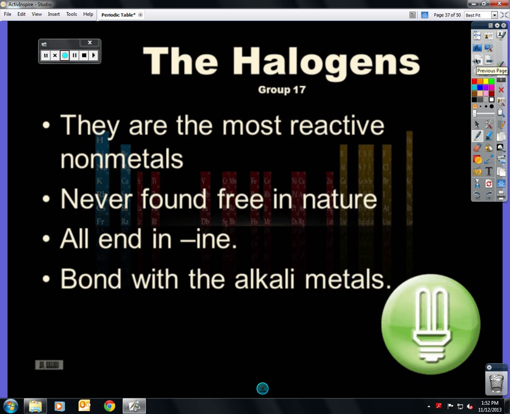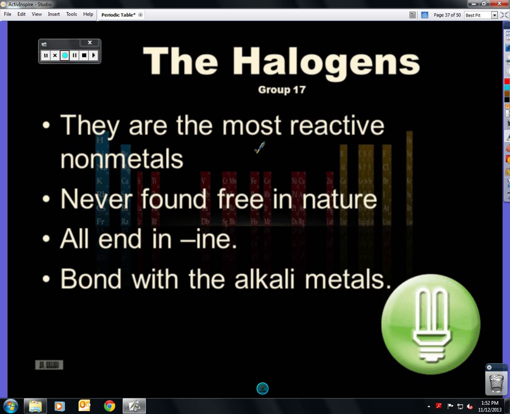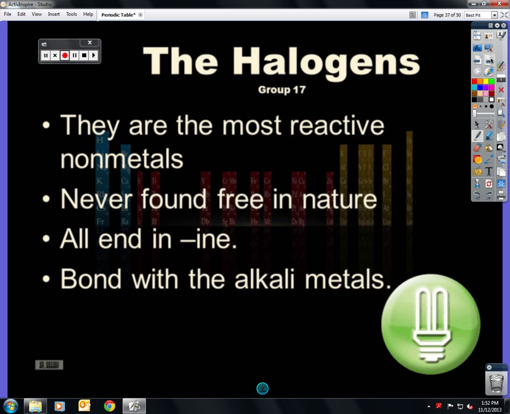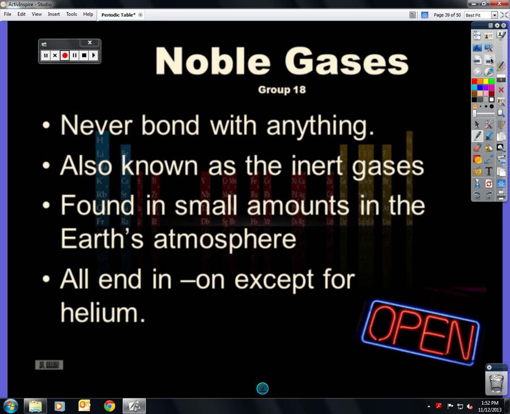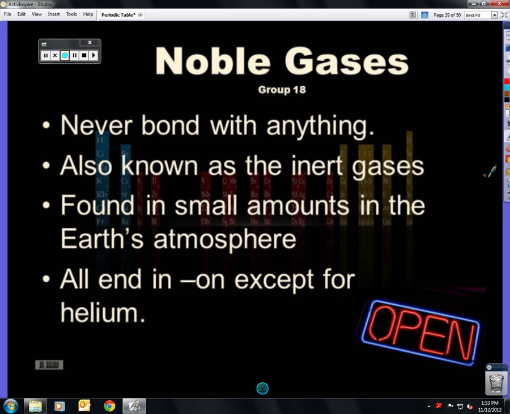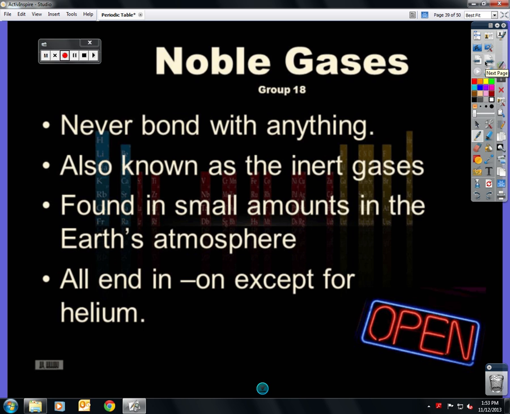The halogens are group 17. They all end in INE. Chlorine, astatine, iodine, and so on. They're the most reactive of the nonmetals. They usually bond with the alkali metals. They are never found free because of that. Noble gases are group 18. They do not bond ever. They have 8 valence electrons, so they cannot. They are also known as inert gases, which means inactive. They all end in ON except for helium. So argon, radon, xenon, and so on.